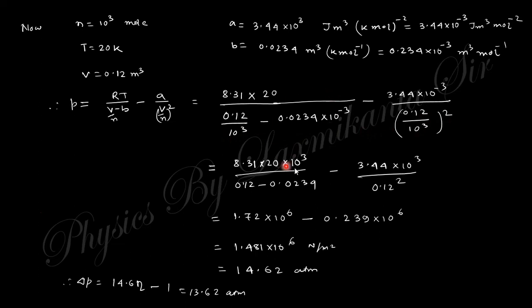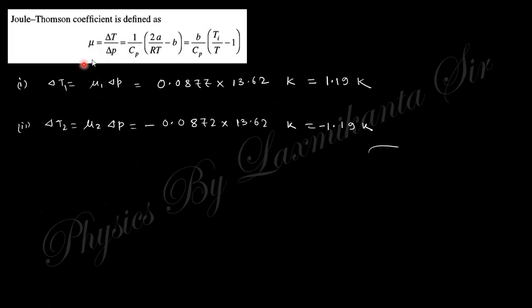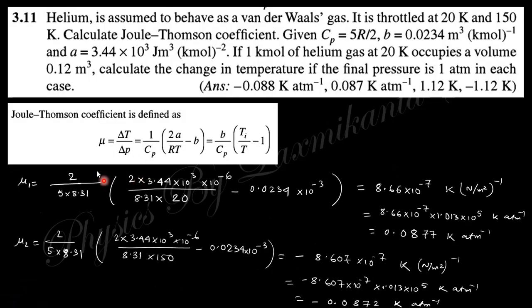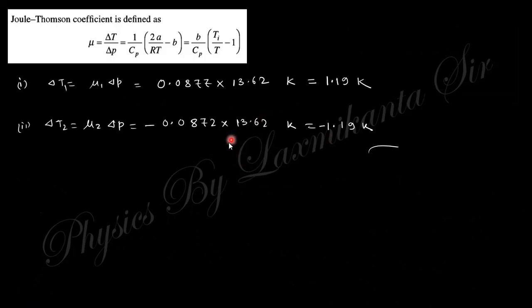Just calculating this you will get 14.62, and delta P equals the change in pressure. So delta T is nothing but mu into delta P. The mu1 and mu2 you already obtained previously, here. Just put these two values in here and you will get the answer.